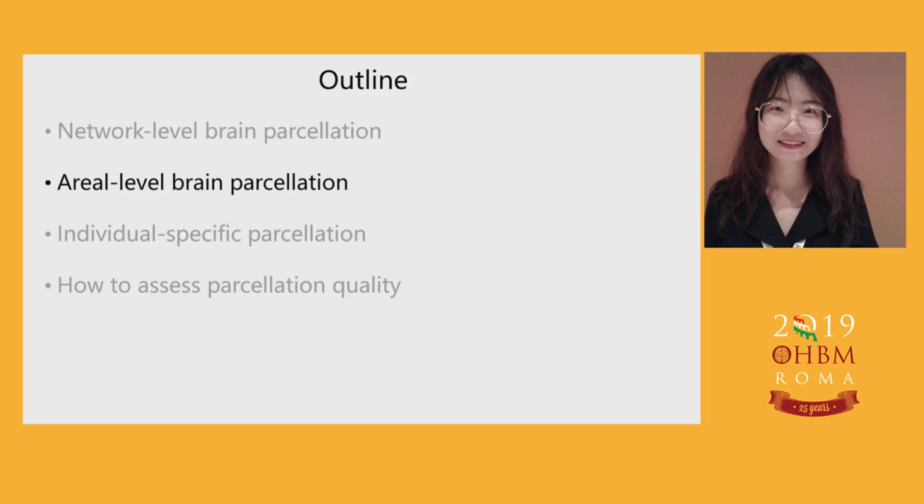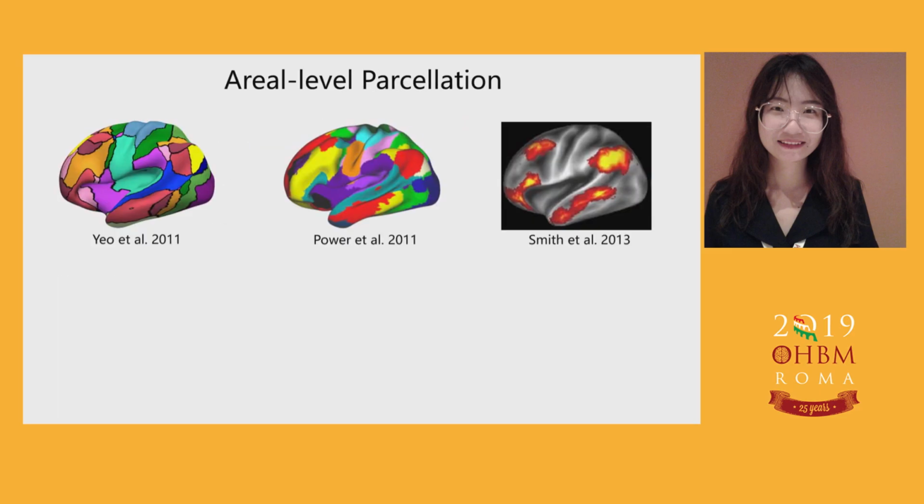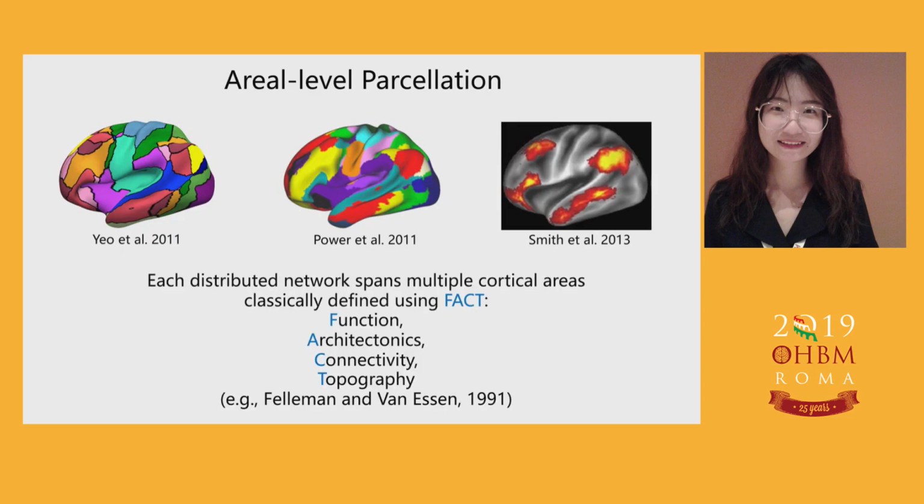I will now move to the area level parcellation. I have just shown you the network level parcellation. These are a few examples of the network level parcellation approaches, including both soft and hard parcellation. However, as we know from systems neuroscience, the cerebral cortex is roughly composed of 300 to 400 cortical areas. Therefore, each of these large-scale networks likely contains multiple cortical areas. Each area has its own distinct function, architectonics, connectivity, and topography.